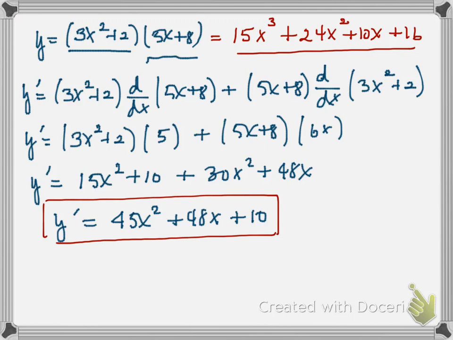Often there's an option. You can choose how you want to do it. Sometimes the product is complicated and it would be easier to use the product rule than to multiply it out. And you'll just have to make a choice problem to problem. Let's do one more example of the product rule.